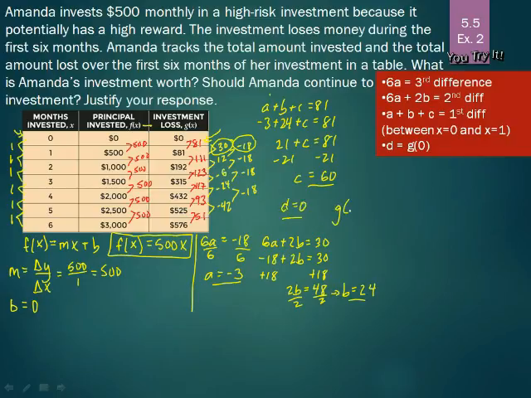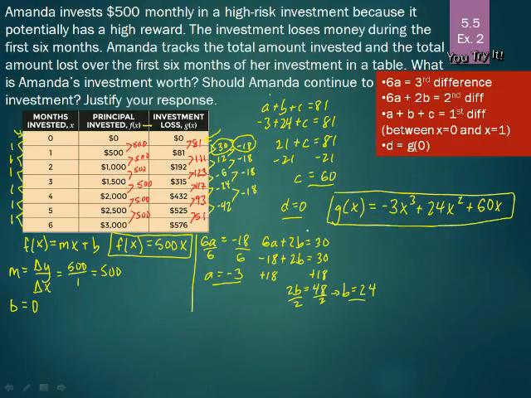So we know that g of x will equal negative 3 for a, x cubed, and then for b, 24x squared, plus 60x for c, and then d is just 0, so we don't need to put that. So now that we have both these equations, then we can take f of x and subtract g of x and see what is the equation then for the amount that she'll have after the money that she's lost from the investment. So I'm just going to go ahead and copy these on another page so that we have more space.